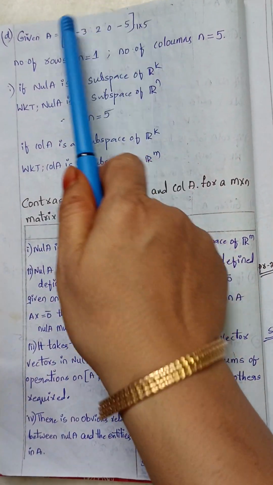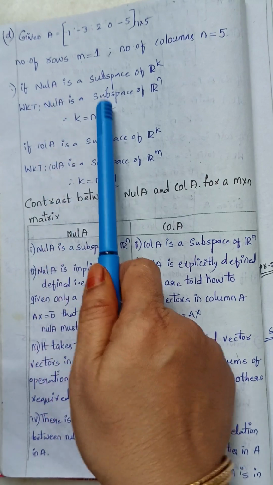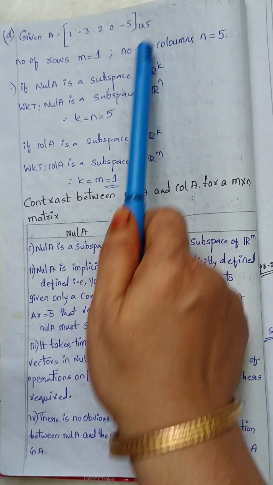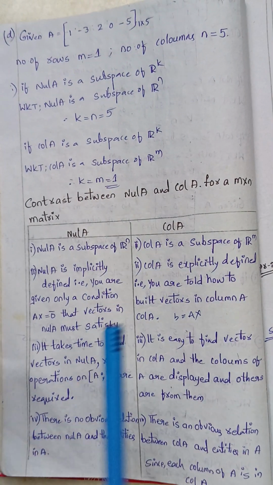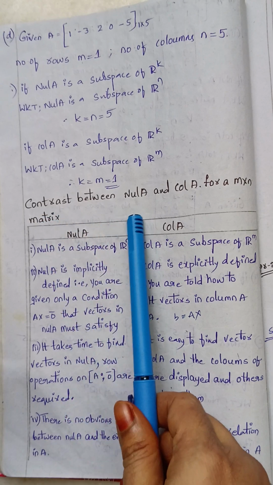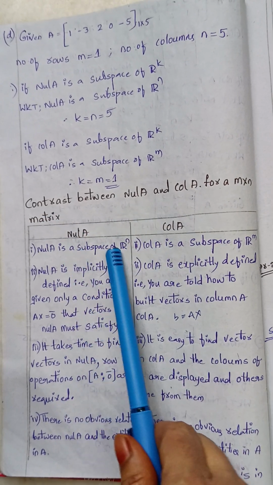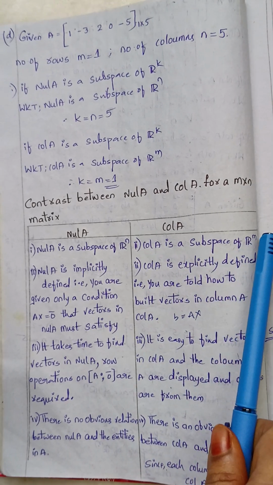See here, the last one has one row with 5 columns. So m equal to 1, n equal to 5, and null A is a subspace of R power number of columns, so R^5. And column A is a subspace of R power number of rows, that's why k equal to 1 here. So see here, null A and column A, we have some contrast between these two. Null A is obviously a subspace of R power number of columns. Column A is a subspace of R power number of rows.